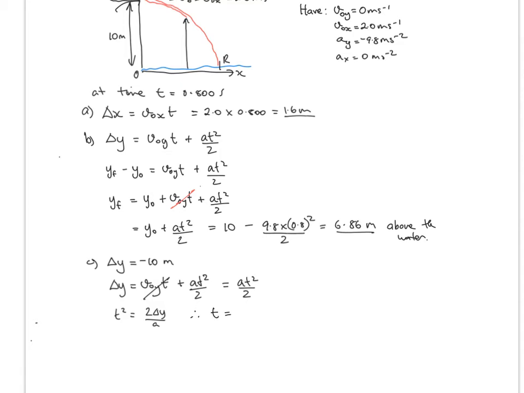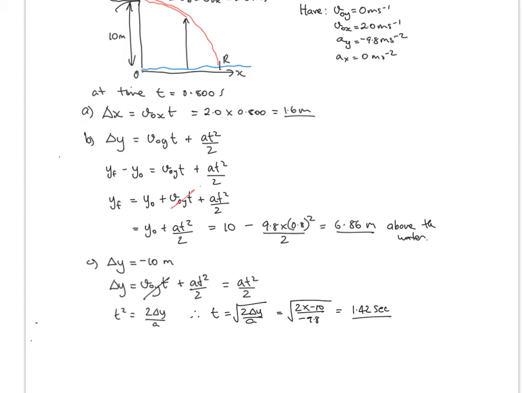So t is the square root of 2 delta y over a. We can put some values in for that now. We have 2 times negative 10 over negative 9.8. It comes out to be 1.42 seconds.